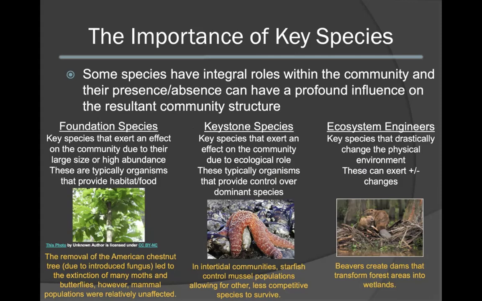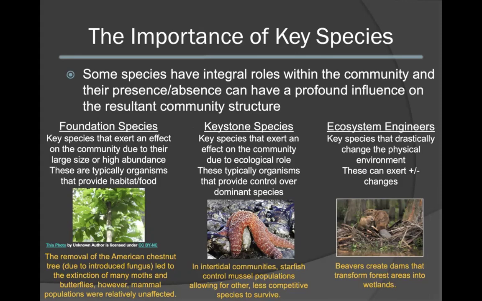When examining food webs and the relationship between species, some species are known to have integral roles in the community. This means that their presence or absence would have a profound influence on the community structure that results. These species can be termed foundation species, keystone species, or ecosystem engineers. Foundation species are key species that exert their effect on the community due to their large size or high abundance levels. These are typically organisms that provide habitat or food sources.